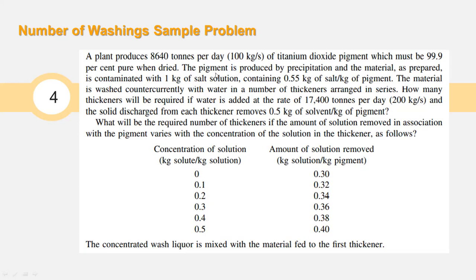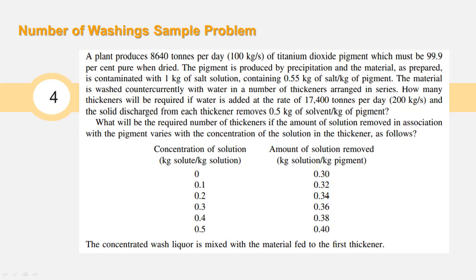So if you have 100 kilograms of pigment precipitated, then the amount of salt present as a contaminant is 55 kilograms. But this solution that is being referred to in here is to be understood, it's a solution of salt and water. Okay, it's just salt and water, and the amount of salt present in this solution is dependent on the pigment that is being produced.